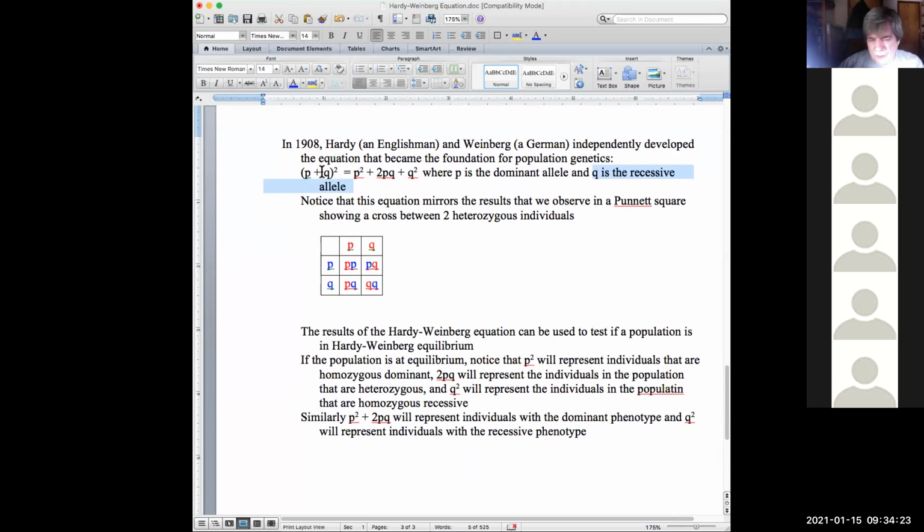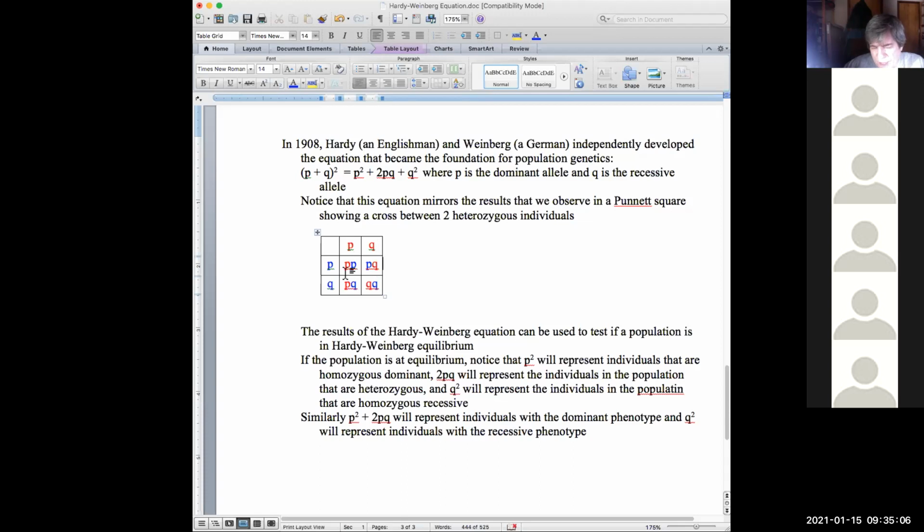Well, what Hardy-Weinberg said was, if you think about taking p plus q and squaring it and looking at the results, that's really the same thing that we see if we look at a Punnett square, where we cross two heterozygotes. So let's think about having a female whose genotype is PQ, she's heterozygous. So remember that that female will be able to make two types of eggs. Half of her eggs will be P, half of her eggs will be Q. And let's cross this female with a male whose genotype is also PQ. So half of his sperm will be P, half of his sperm will be Q.